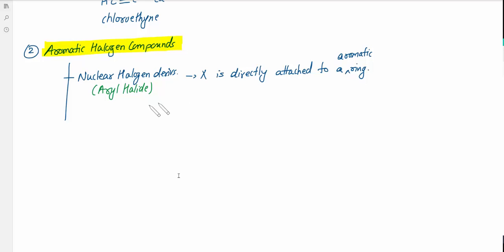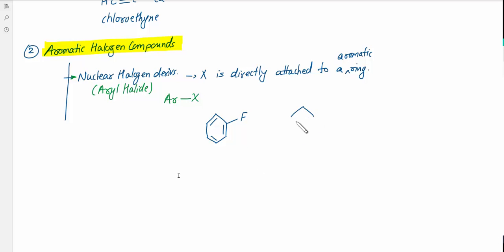right? And we will represent it as ArX. Just as R is for alkyl group, in the same way Ar is for aryl group, and that will be connected directly to the halogen atom. So, for example, you can think about this benzene ring, and fluorine, say, will be directly connected to this benzene ring, so that is chlorobenzene.